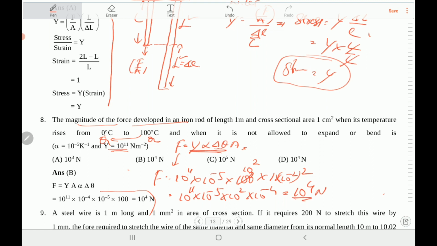Check this once again, the calculation part. The procedure is this much, very simple.